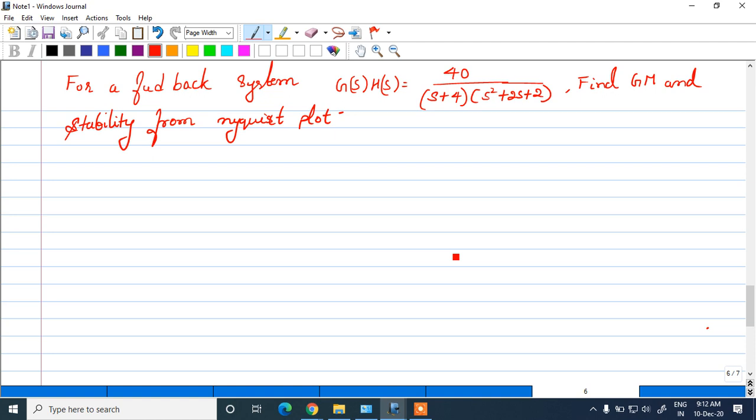So here the important thing is, we have a second order equation, that is s square plus 2s plus 2. This is a second order equation, and here we have to identify the particular magnitude as well as angle. Okay, so let us start.